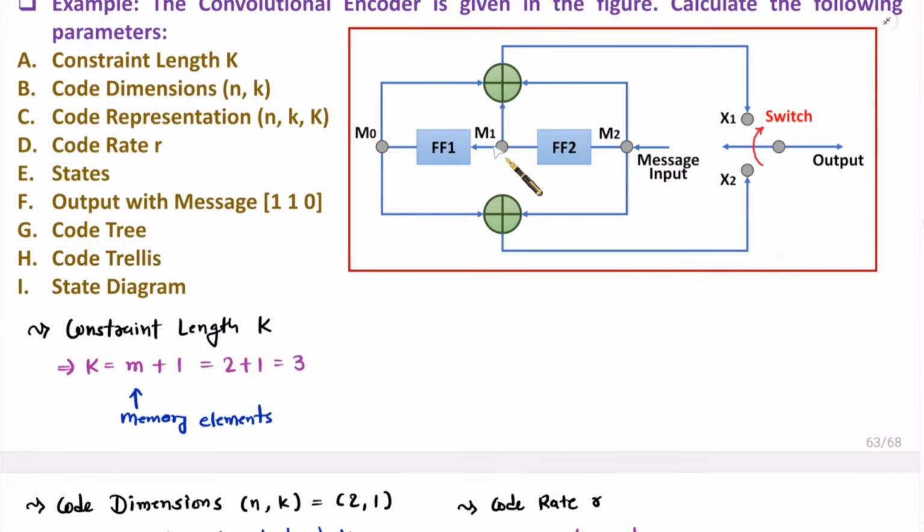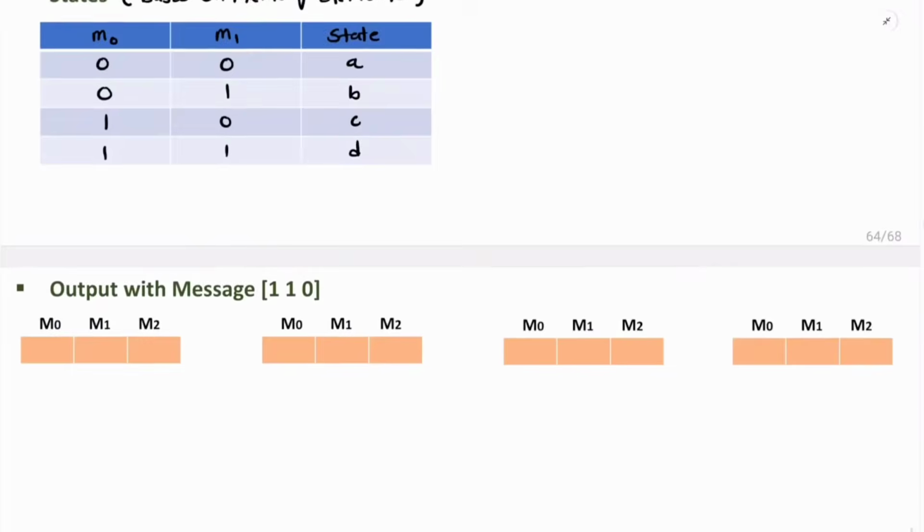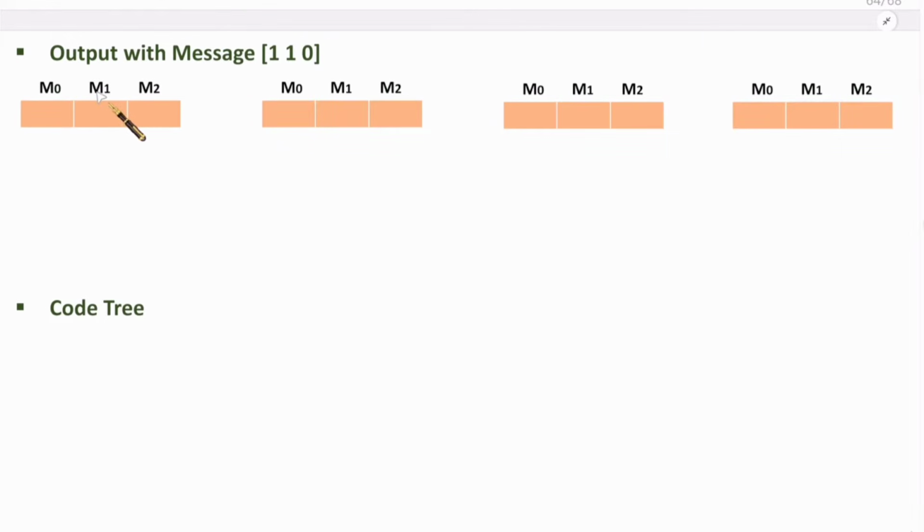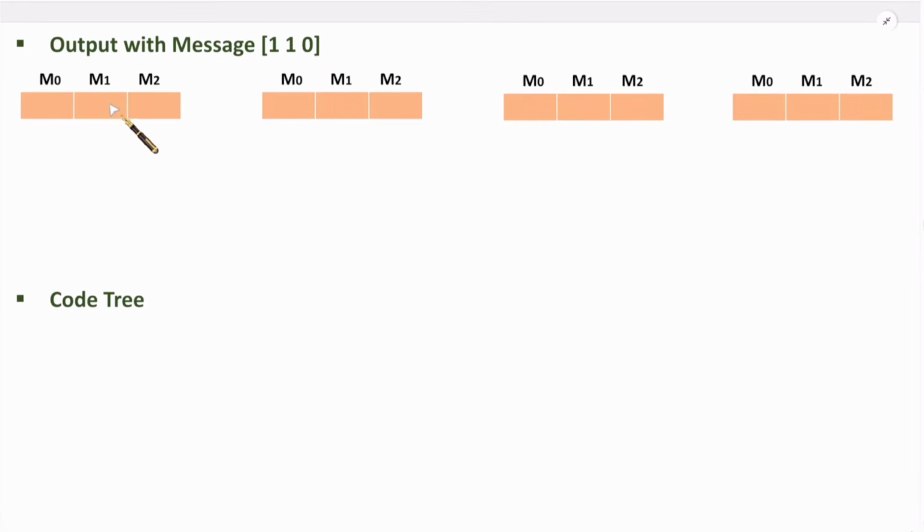With this circuit, when you insert the first bit, at a time this M2 will be shifted over here and this M1 will be shifted over here. When you insert the second bit, again there will be a shifting operation, right? Initially, you should consider M0, M1 and M2 to be 0. So now I'll explain the calculation of the output with message 110. First of all, M0, M1 and M2 will initially be 0, right?